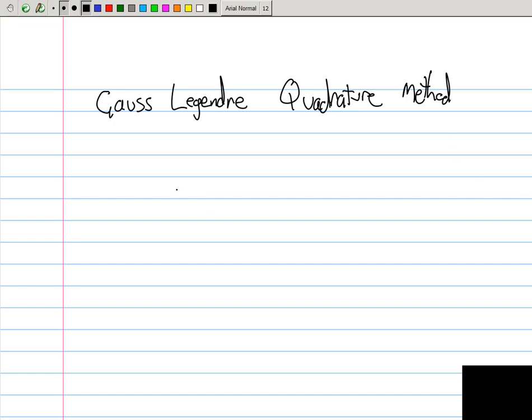So what we're essentially wanting to do is evaluate an integral from A through to B of f of x dx. We want to evaluate something like this, but either f of x has not got an explicit integral, or it's going to be extremely difficult to determine.